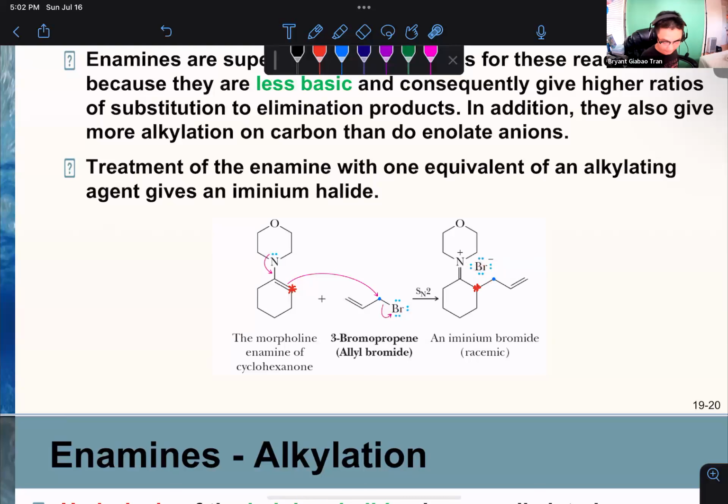Does this make sense so far? Yes, but it's not going to stay like that. Okay. Yeah, it's not going to stay like that. This is going to be an intermediate.